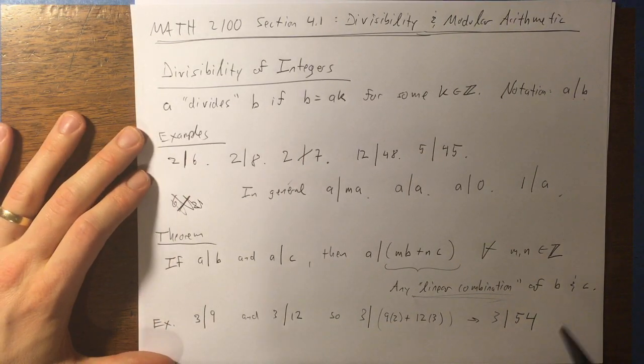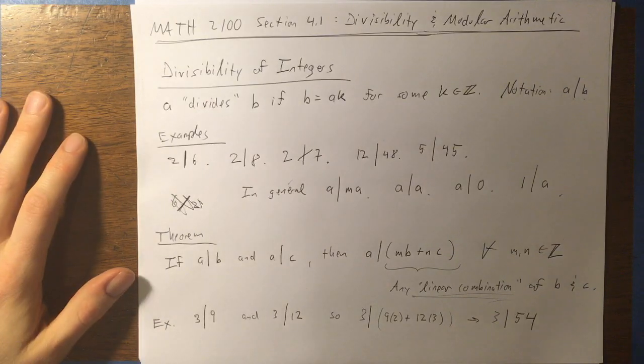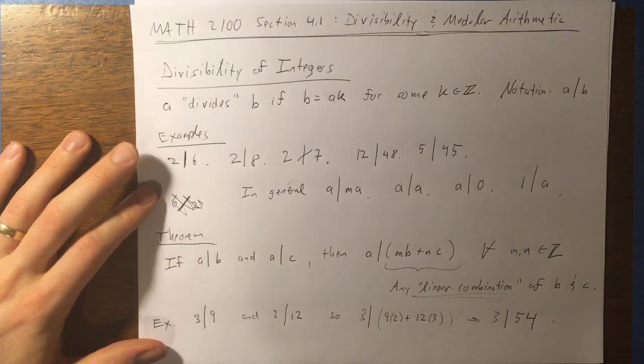And 54 should be a multiple of 3. What's 54? It's, I don't know. It's late. 54 should be a multiple of 3.